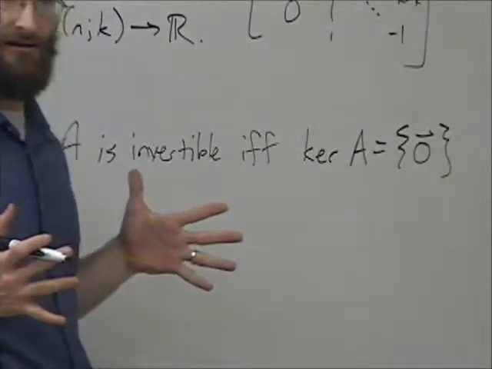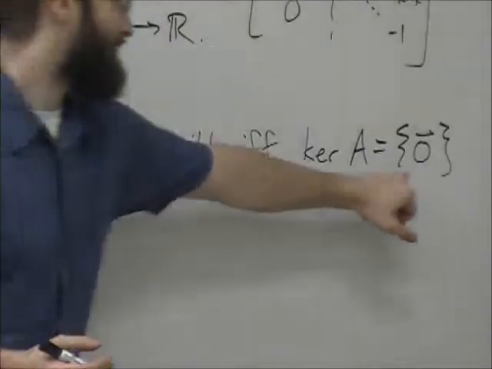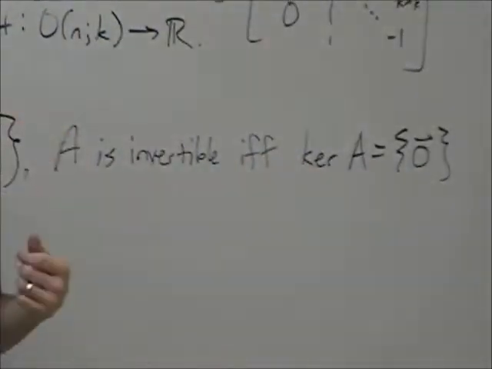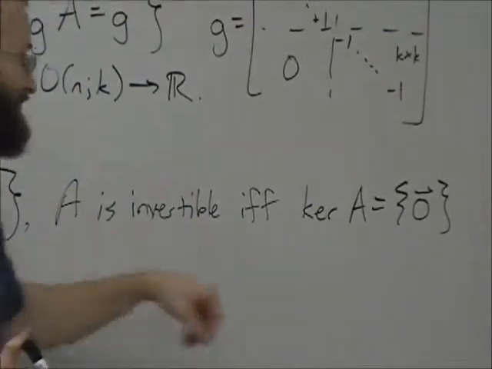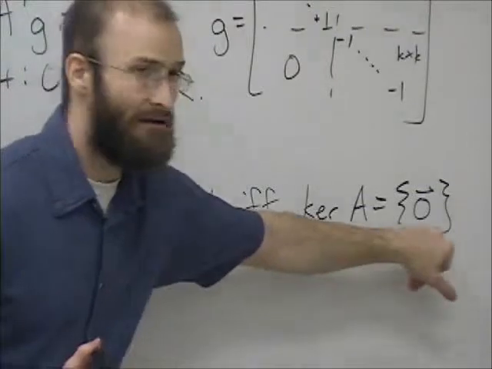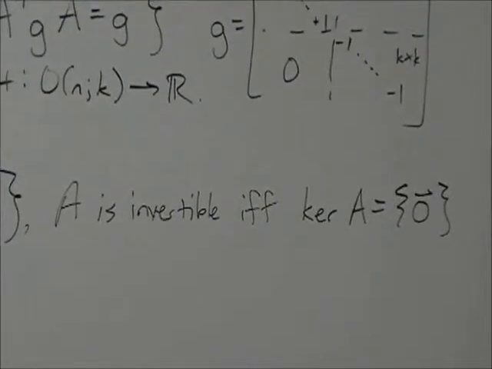A takes some vectors to 0. Now if it takes a non-zero vector to 0, that means something that's not in here. Then you can't invert that vector. There's no inverse. But it is invertible if the only thing that goes to 0, the whole kernel, is just 0. If there's anything more, then it's not invertible.